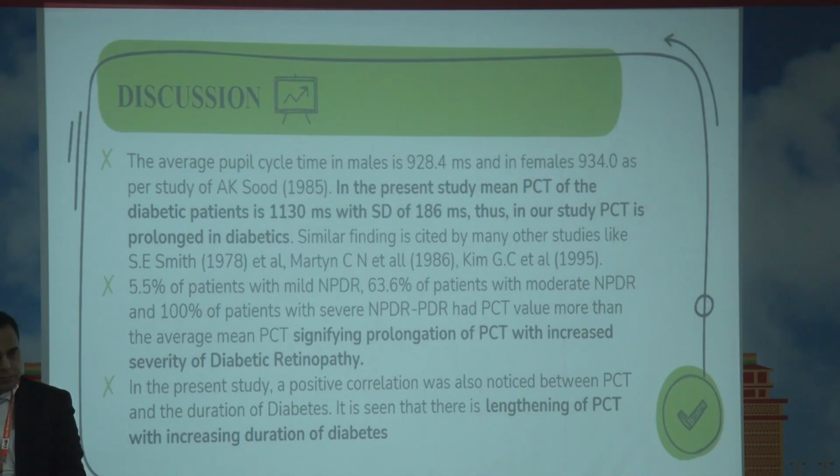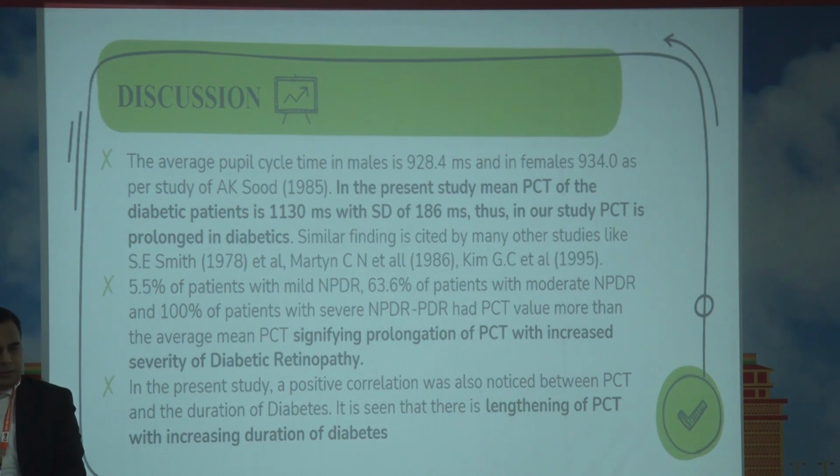Discussion: the average pupil cycle time in males is around 928.4 milliseconds and in females it is 934, as per the study of A.K. Sood in 1985. In the present study, mean PCT of the diabetic patients is 1130 milliseconds with a standard deviation of 186. Thus, in our study, PCT is prolonged in diabetics. Similar findings are cited in many other studies like S.A. Smith, Martin C. and L., and Kim G.C. et al.